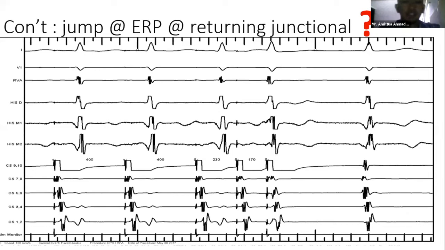Okay, here. Let's see. Same like the previous extra stimulus. A to V, A to V, A to V, and A to V. Usually the question is, does this conduction lead to a re-entrant tachycardia, or is it just ERP on the last beat causing a returning junctional beat? So if you think this is a jump conduction, you need to prove what is a jump. Or if this is ERP, then you need to change your method of maneuver. Maybe after decrementing A3, start decrementing the A2. Is it ERP, jump, or just a returning junctional beat?